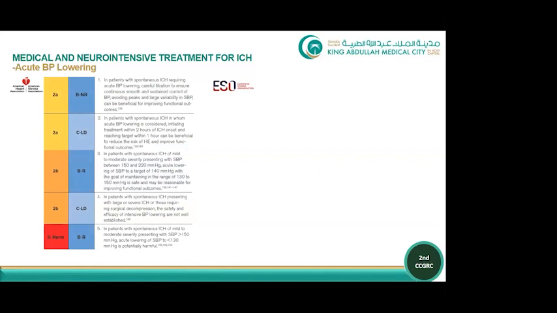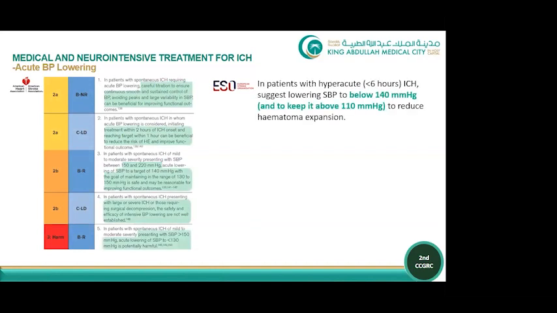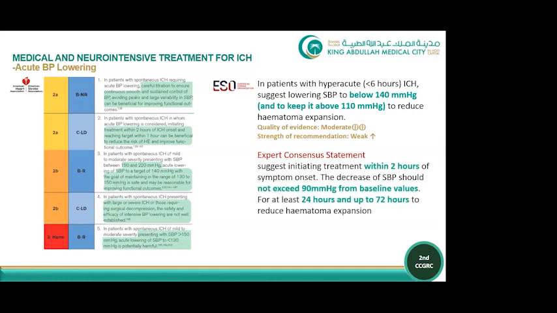The European Stroke Organization guideline says that in the first 6 hours, it's recommended to lower the blood pressure below 140 and keep it above 110 to reduce the risk of hematoma expansion. Moderate level of evidence and weak strength of recommendation. And they published a consensus agreement that it should be initiated within the first 2 hours, not exceeding 90 millimeters of mercury lowering from the baseline, and should be maintained from 24 hours up to 72 hours.